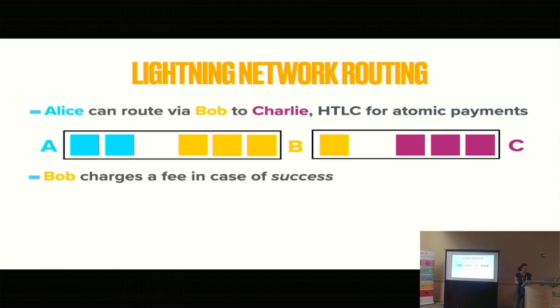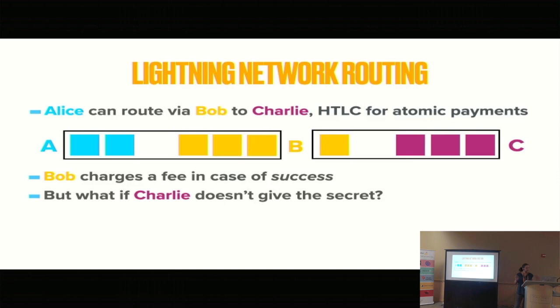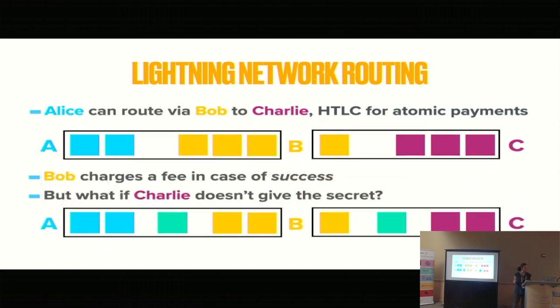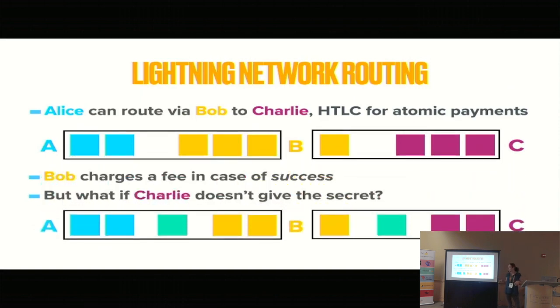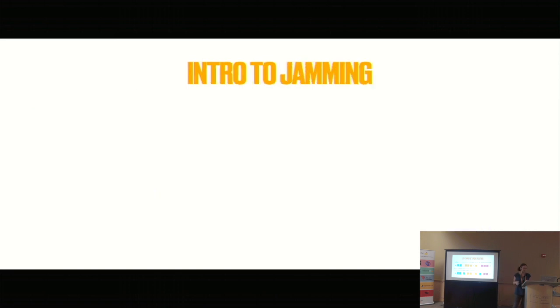Okay, so everything is fun and great, but what happens when Charlie doesn't give the secret? We have these funds locked, and they're just hanging there until the T part, which is time, kicks in, and after a while, let's say 2 weeks, Alice gets her money back and Bob gets his money back. But then for quite a while, we have these unusable funds in the channels, which is not fantastic.